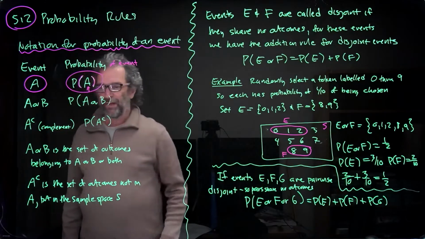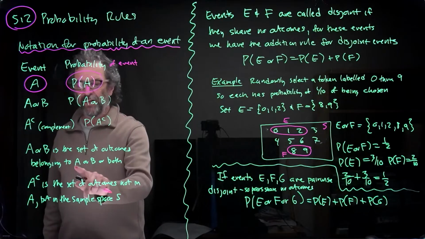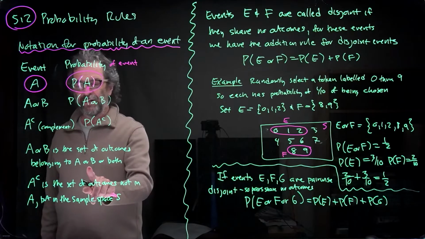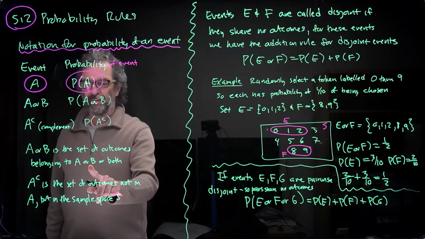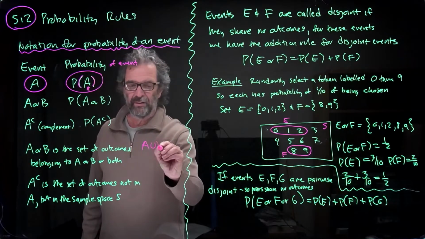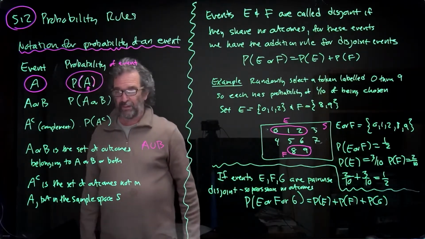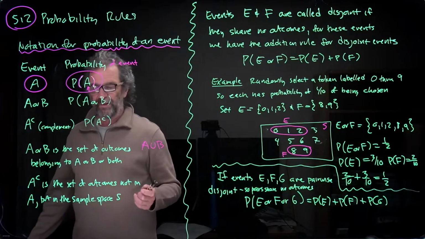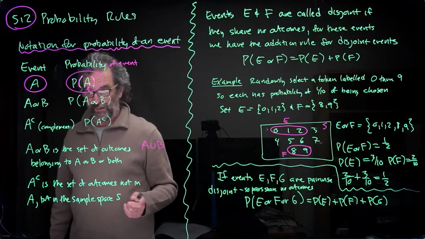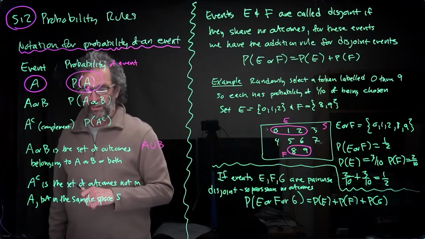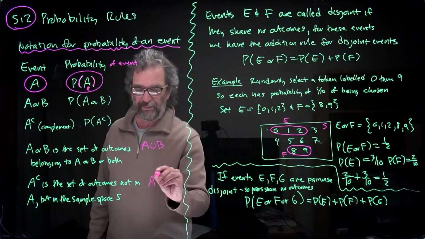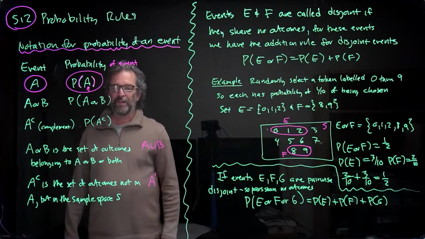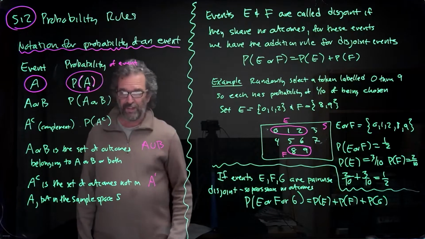So what are those types of things? A or B is a set of outcomes belonging to A or B or both. You might know that's the union of A and B. Sometimes you write it like this, A union B. A complement is a set of outcomes not in A, but in the sample space. So it's everything besides the outcomes in A. That's the definition of that. Sometimes it's written like this, A with just a prime on it. But ordinarily it's something that looks like an exponent, but it isn't. That represents complement.